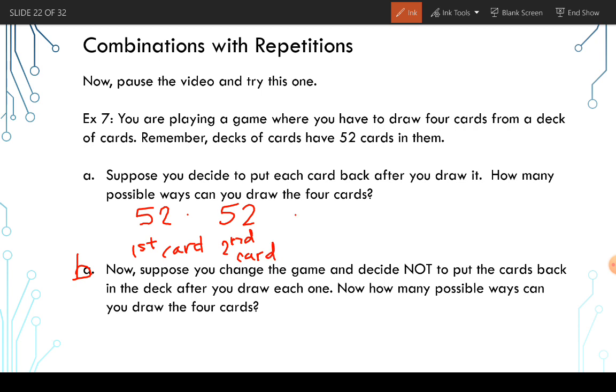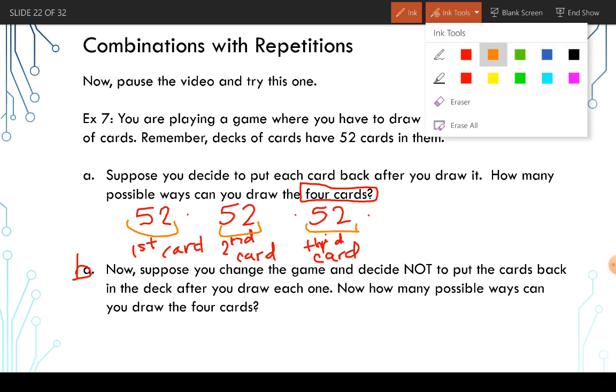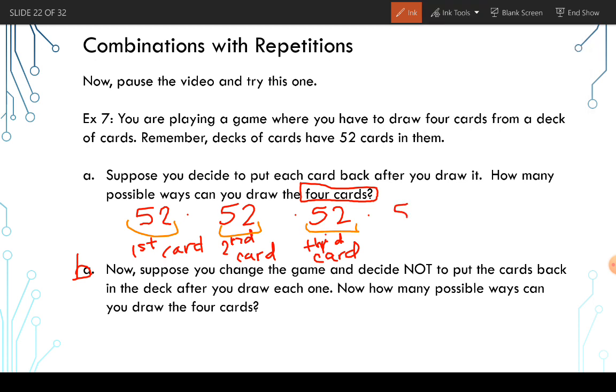And when I take my second card, I put that back. So I have 52 options again for my third card. My handwriting is really terrible in here, I'm sorry. And then for my fourth card, and I'm stopping at 4 because it says how many possible ways can you draw 4 cards. So I want 4 options. This is the first one, second one, third one, and then my fourth one is coming. I have 52 options for my fourth card.